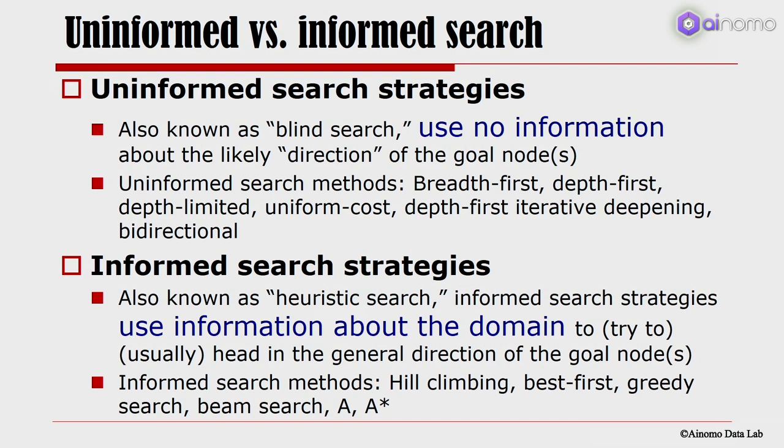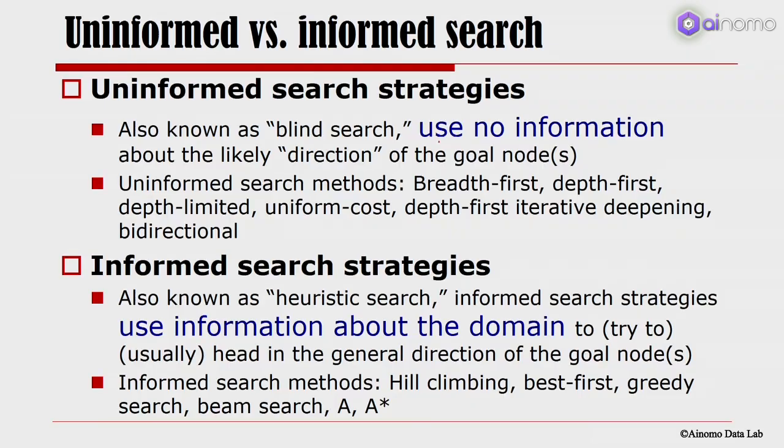So we look at uninformed search today, and it's important that we really understand what we mean by uninformed here. Uninformed search is also called blind search because of the very fact that it does not use any information about the likely direction of the goal nodes. We do not have any idea of the problem domain. Informed searches, on the other hand, are more popularly called heuristic search. They are informed in the sense that they use information about the domain to usually head in the general direction of the goal.